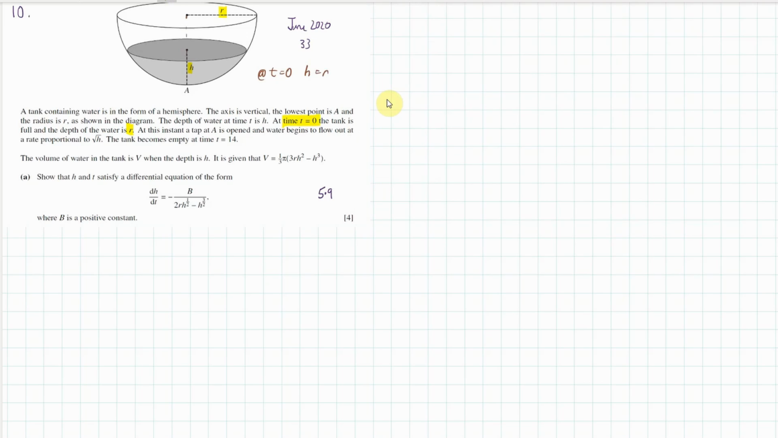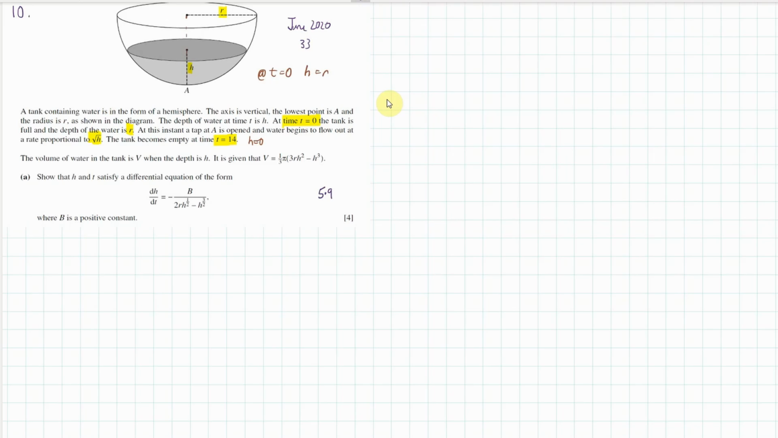At this instant, a tap at A is open and the water begins to flow out at a rate proportional to the square root of H, and the tank is empty at T is 14, which means at that point H equals 0. Okay. So let us now work through this. We've got to show that H and T satisfy a differential equation of the form dH/dt is equal to minus B, which is some positive constant, all over 2rh to the power of 1/2 minus h to the power of 3/2.